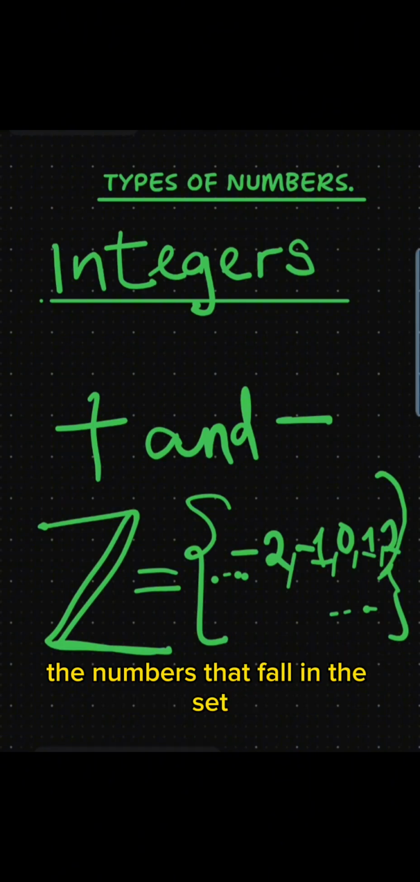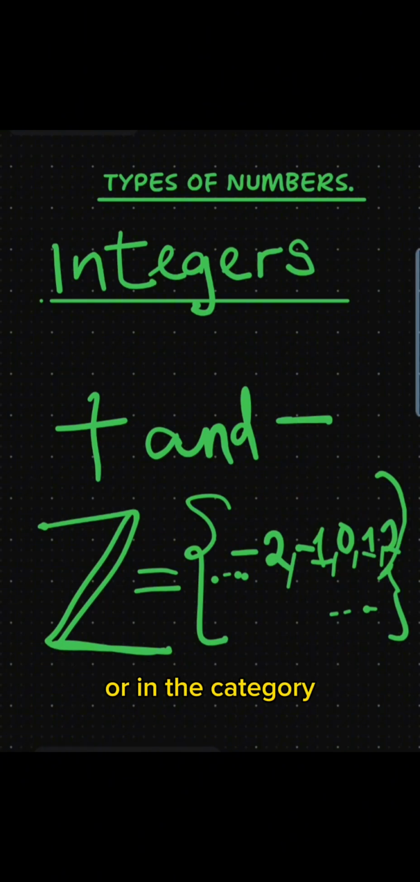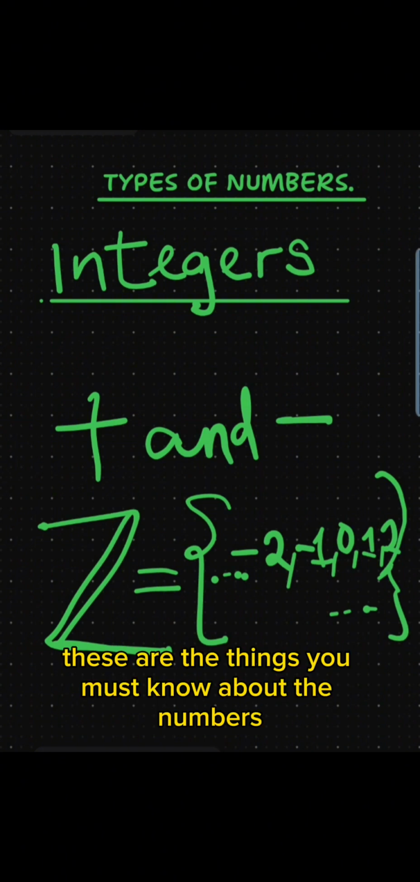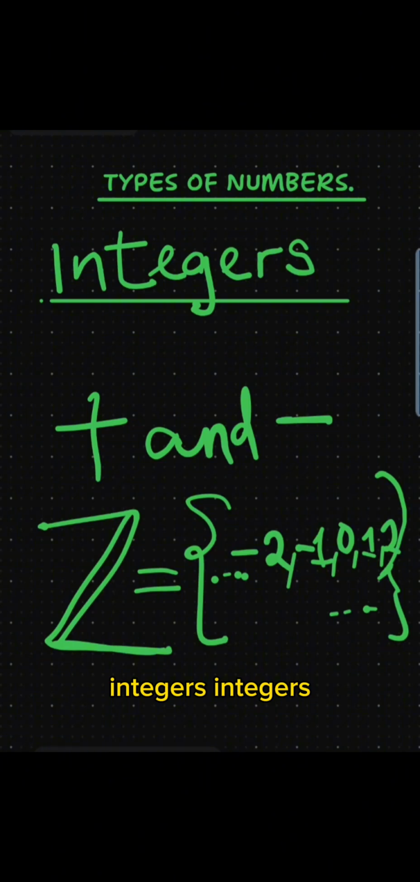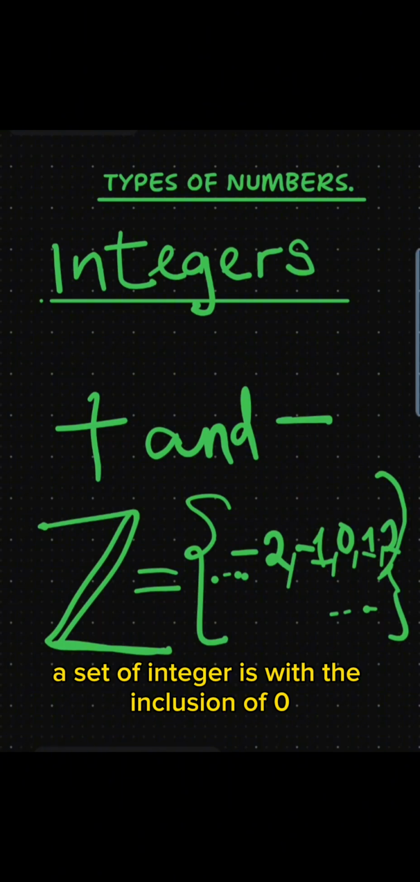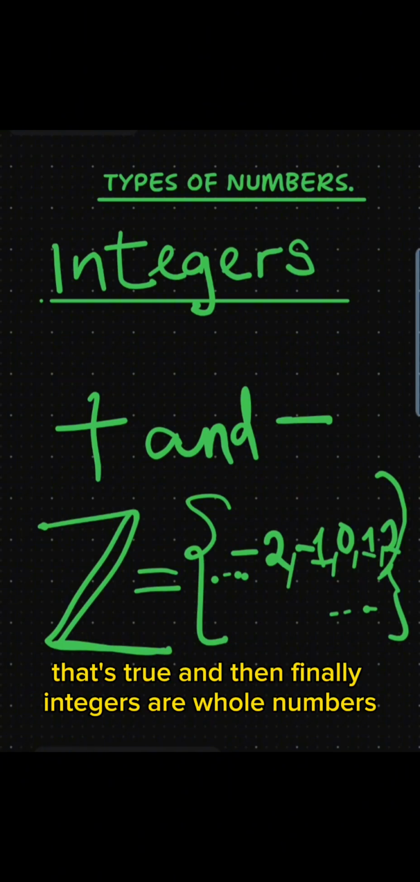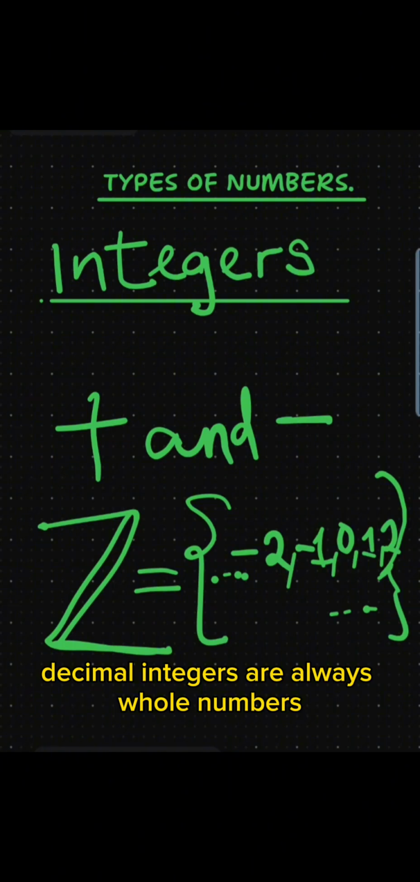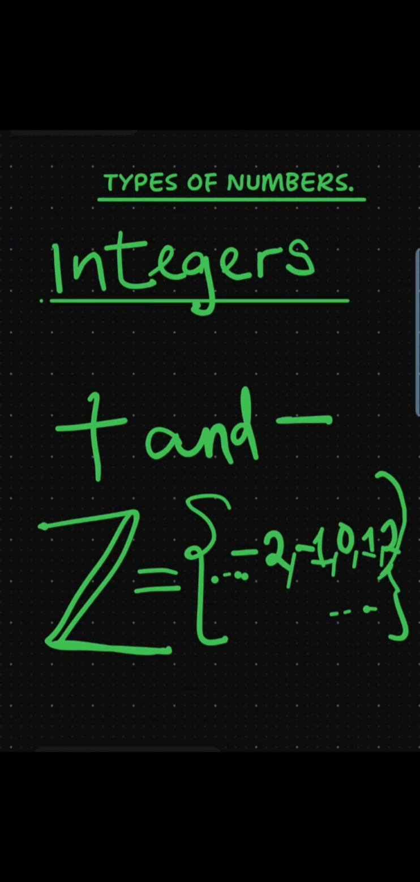Okay, so the numbers that fall in the set or in the category or the type of numbers called the integers, these are the things you must note about integers. An integer can be positive or negative. It can be both negative or positive. That's true. The set of integers is with the inclusion of 0. It includes 0. So 0 is an integer. Okay, that's true. And then finally, integers are whole numbers. So an integer cannot be expressed as a fraction or a decimal. Integers are always whole numbers. I hope that makes a lot of sense. I hope that helps you.